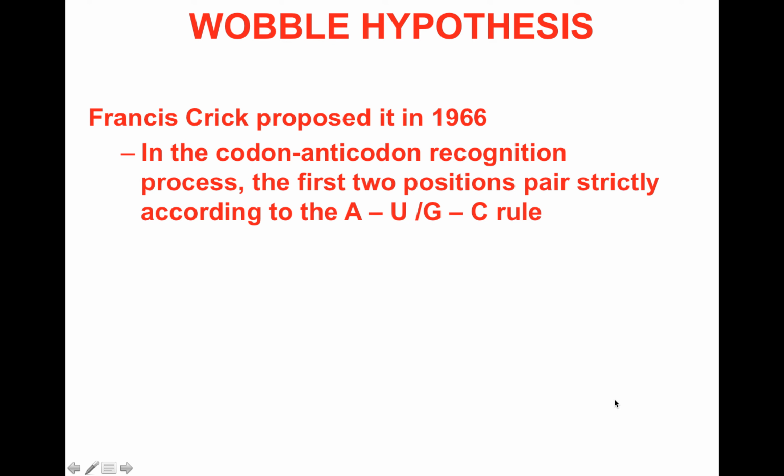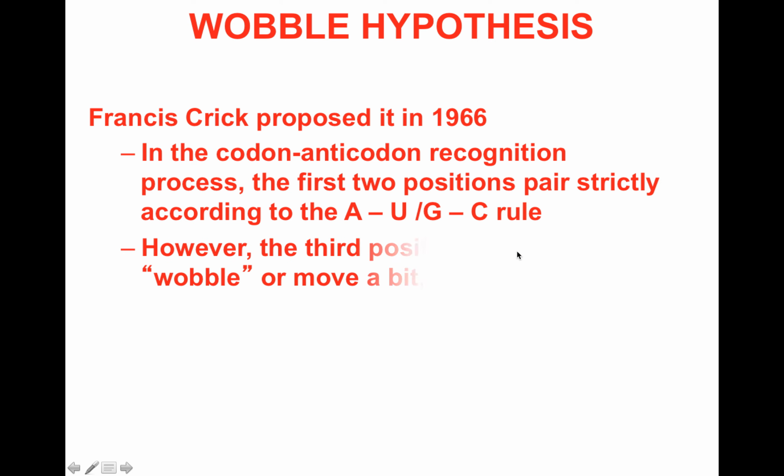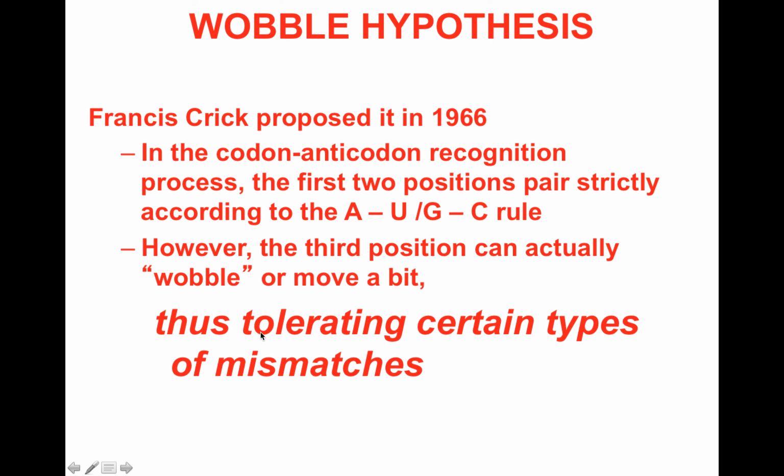The Wobble hypothesis. What is the Wobble hypothesis? Francis Crick proposed it in 1966 after he examined the genetic code when it was finally figured out. In the codon, anticodon recognition that we just saw in the last slide, the first two positions pair strictly according to the AUGC rule. However, the third position can actually wobble or move a little bit and thus tolerate certain types of mismatches. So there's a potential in the process of reading the genetic code in the ribosome that mistakes would be made.